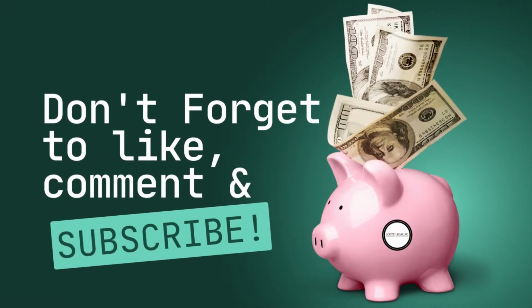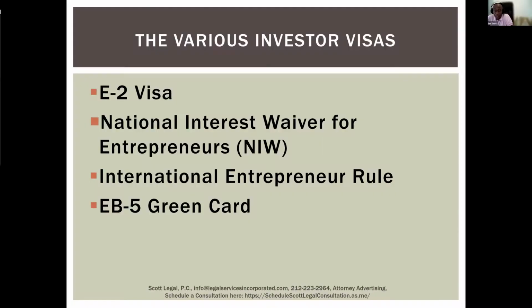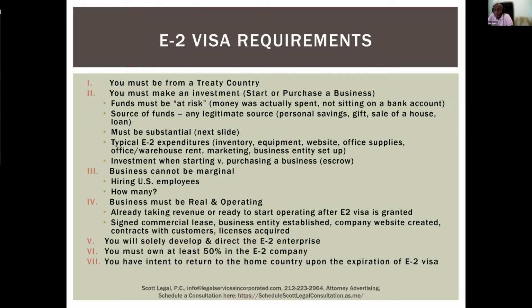So here are the visas that we're going to talk about today: the E2, the National Interest Waiver, the International Entrepreneur Rule, and the EB-5 green card. So let's jump right into the first one, the E2 visa. As I mentioned, this is the visa that the firm is founded on, so I'm in the United States on an E2 visa.